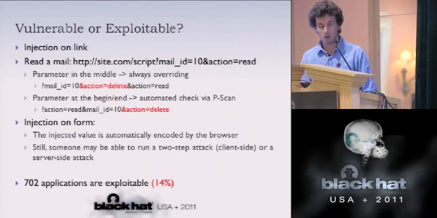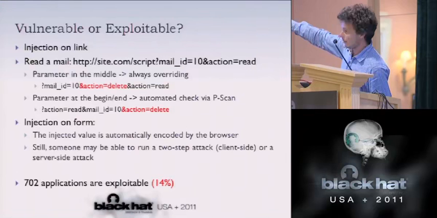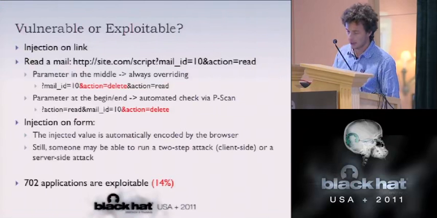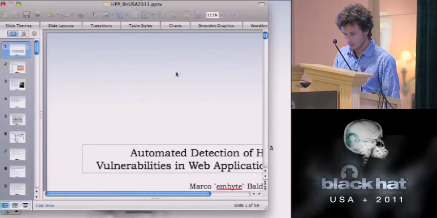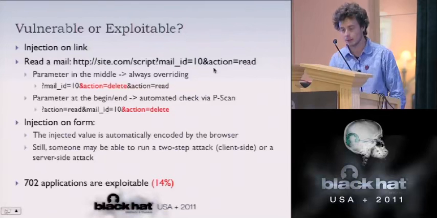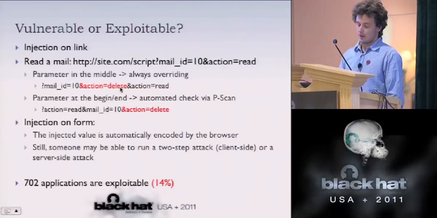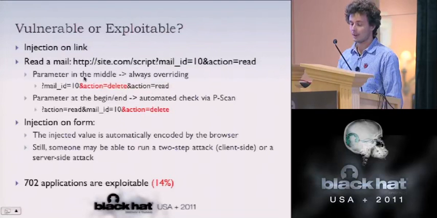If the injection is on the link, suppose you have a URL that is actually used to read an email, where you have two parameters: the ID of the mail you want to read, here a mail ID of 10, and the action, which is read. Suppose you have an injection here, and the attacker is able to inject a new action that is delete. If this injection falls in the middle of the link, you can always overwrite a parameter.